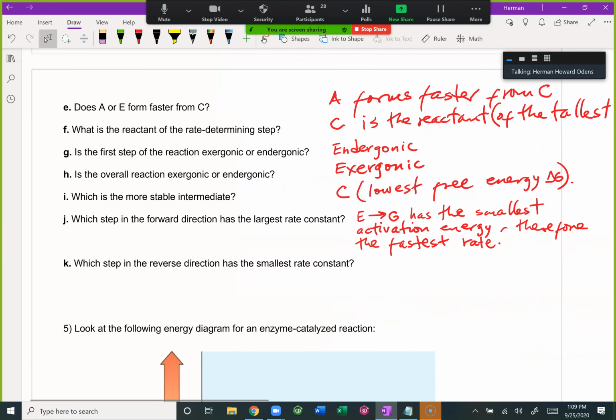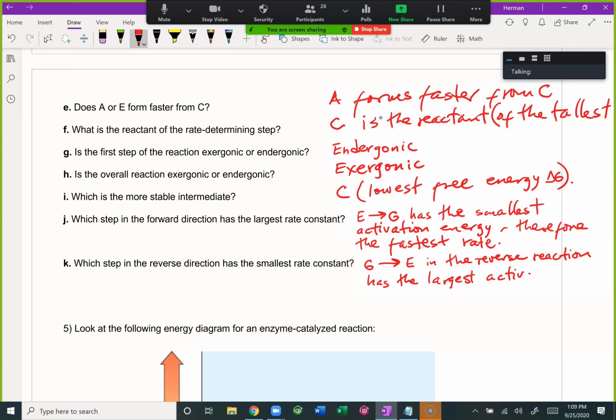All right, G to E, and I'm going to explain why. G to E in the reverse reaction has the largest activation energy, therefore is the slowest rate.